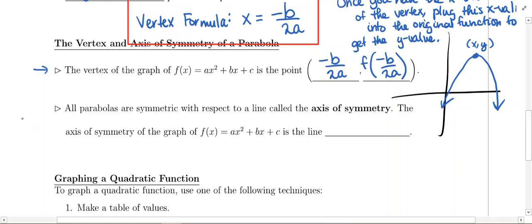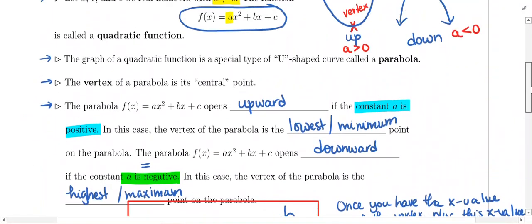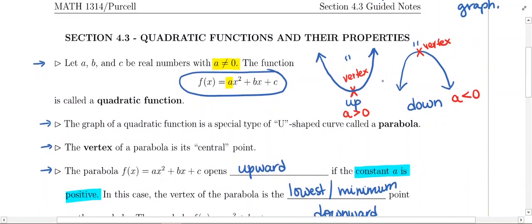symmetry. If we read right here, it says all parabolas are symmetric with respect to a line called the axis of symmetry. Let me go back up to the little parabolas that I drew a sketch of. I am going to draw in what the axis of symmetry would look like. The axis of symmetry is a vertical line that the parabola is symmetric about. I'm going to write that up here.